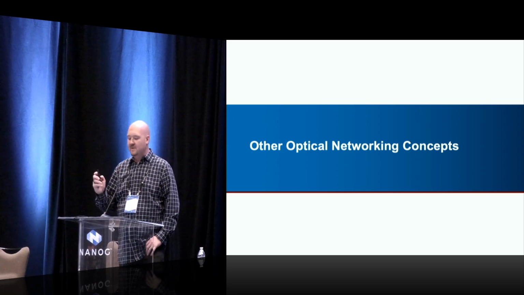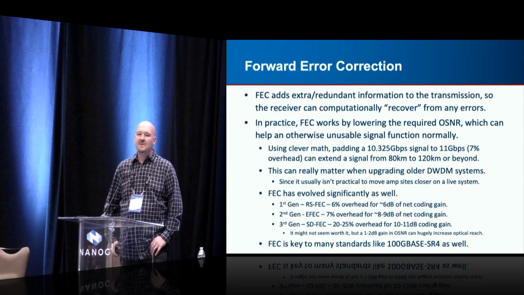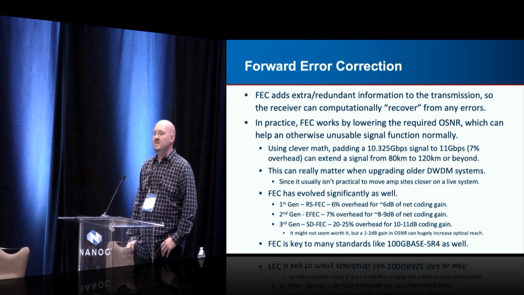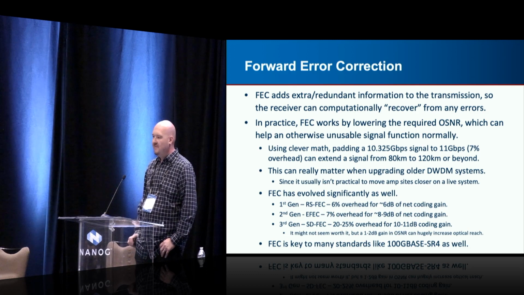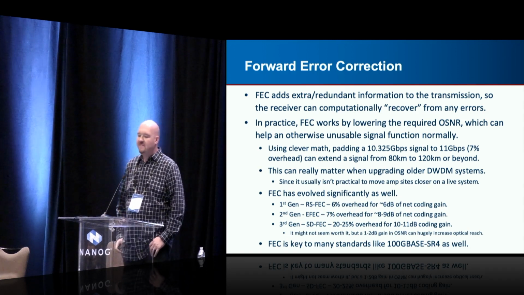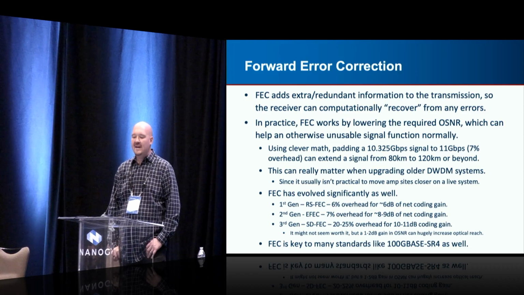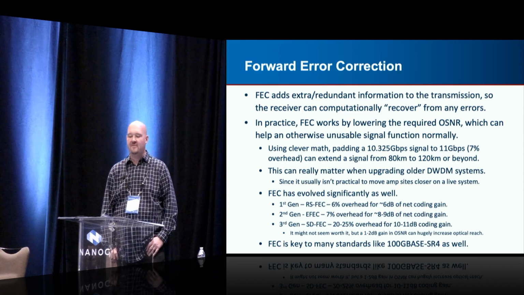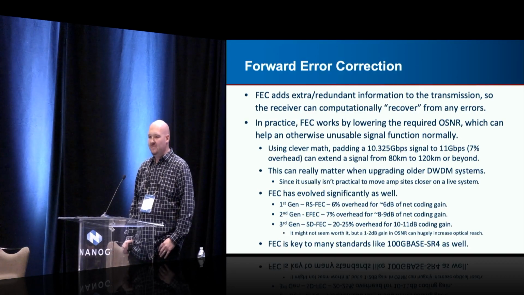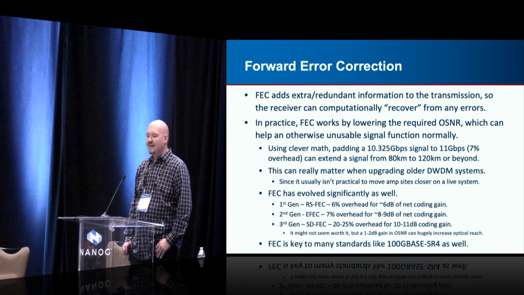Some more optical networking concepts, because a few more. Forward error correction. This is very, very important in everything that we do, from how we actually encode data on the line. FEC is a way to add extra redundant information so that you can computationally recover from it on the other end. So think of it like RAID 5 for your wave. You add a little bit more signal.